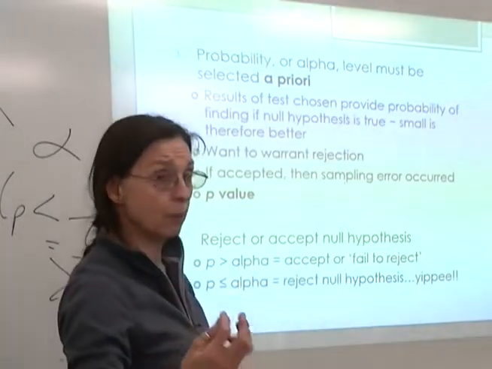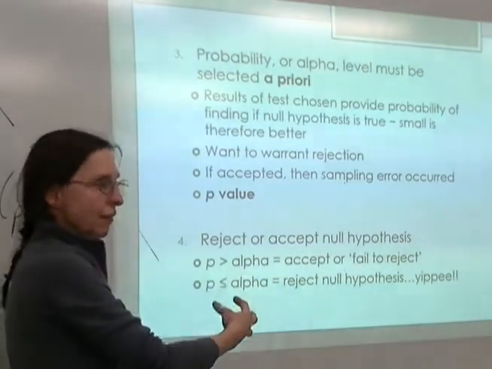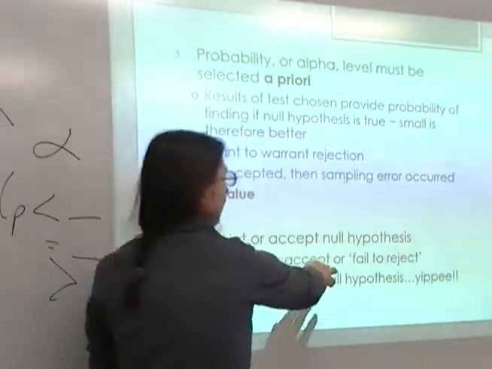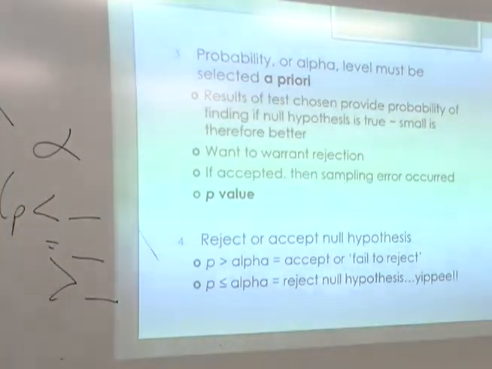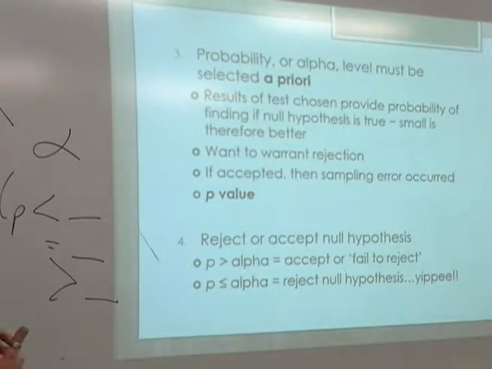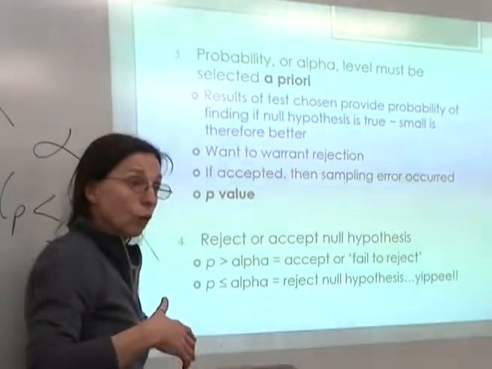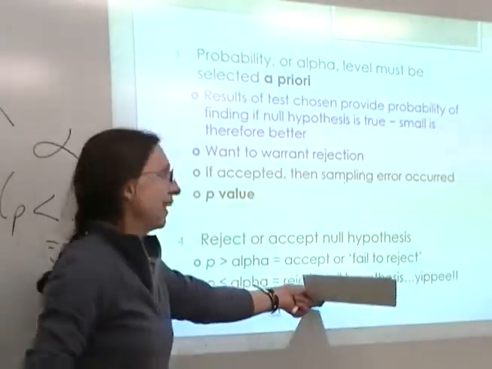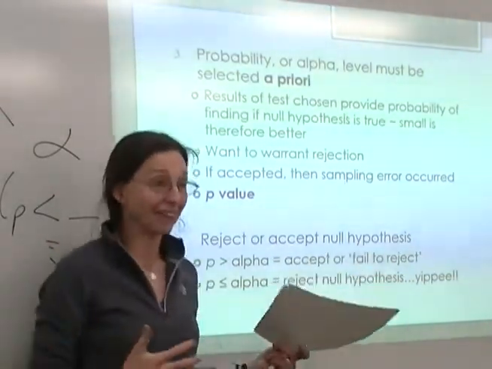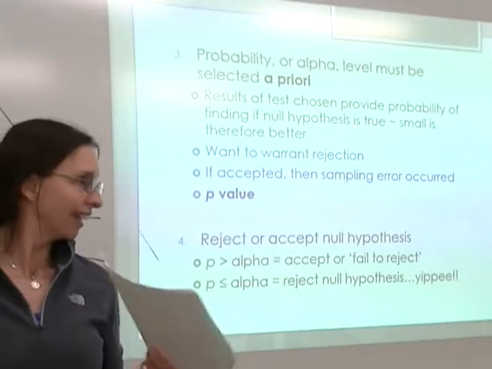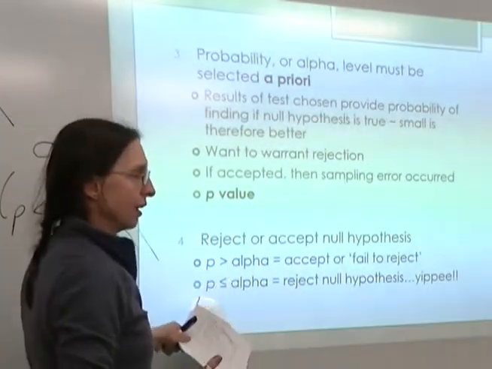If I set alpha at 0.05 and my results come out at 0.07, it's not significant and I can't reject the null hypothesis. I have to say I was wrong. If it comes out at 0.04 or lower, then I can reject the null hypothesis and I can say, I was right. What I thought might happen, happened. That's really cool. Right? That's great. So we like it when we find significance.